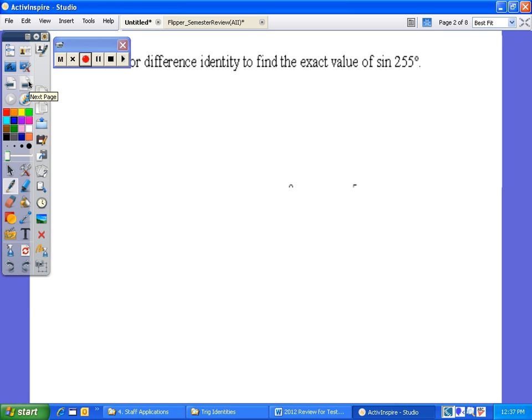Alright, so now we have to find the exact value for sine of 255. In class today we came up with a lot of different choices. We had 210 plus 45. These are all numbers from the unit circle. 225 plus 30. 300 minus 45. So there's a lot of different things that you can choose to do. So you don't necessarily have to do 210 plus 45. I'm sure there's other ones that you can do instead that will give you the same answer. So whatever you're comfortable with.